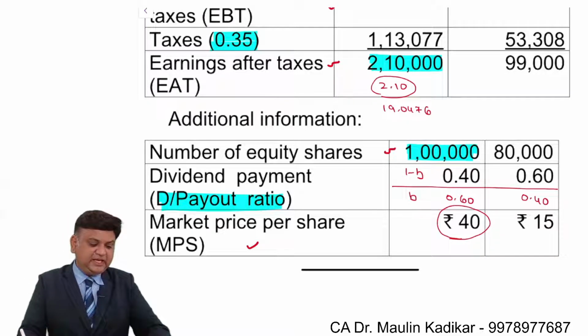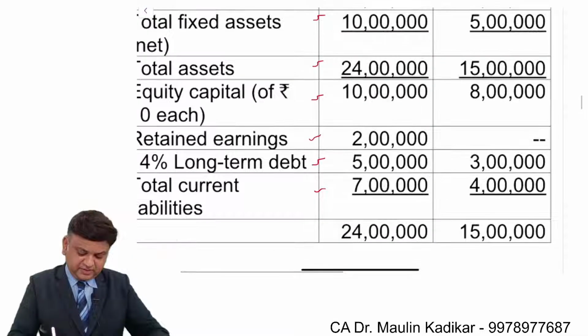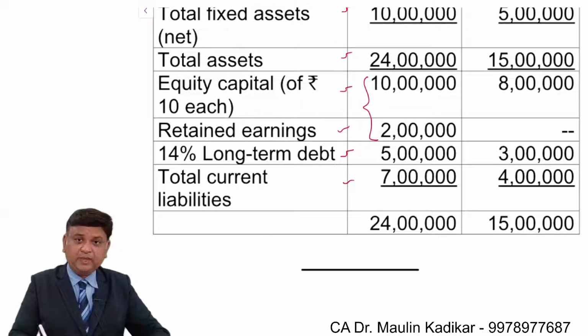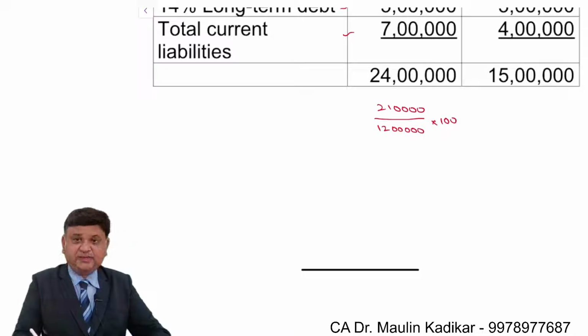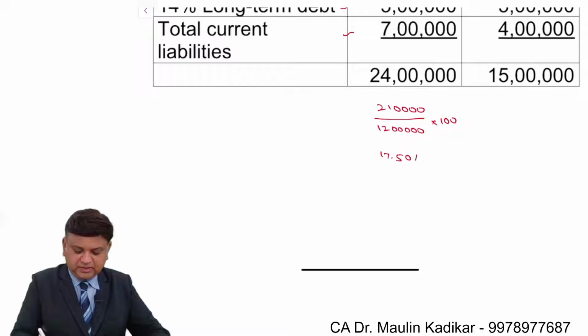Also segregate the EPS figure into return on equity. We understand that net worth is an amount of rupees 12 lakhs. Earning after taxes is 2,10,000, divided by 12 lakhs, into 100 for getting the answer in percentage terms. So the final answer is 17.5%. This is the way the return can be calculated.